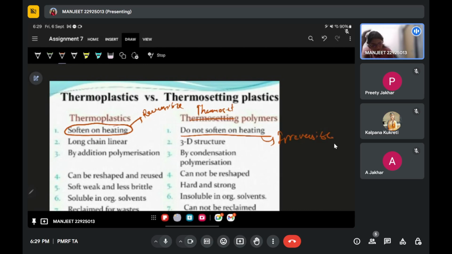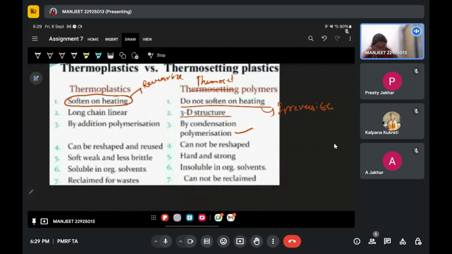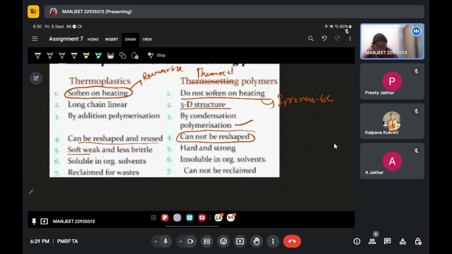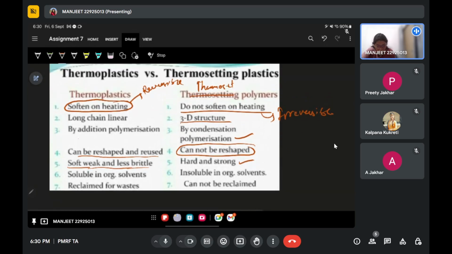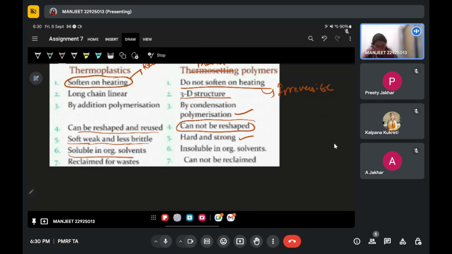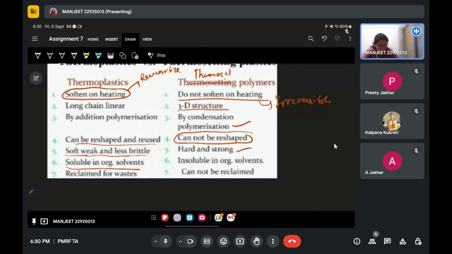Thermoplastic generally has long chains, a linear or branched structure, and the thermoset has a 3D structure. Thermoplastics are made by addition polymerization, and thermosets by condensation polymerization. A thermoplastic can be reshaped and reused because it is reversible, but a thermoset can't be reshaped. Also, thermoplastics are soft, weak and less brittle, but thermosets are hard and strong. Thermoplastics are soluble in organic solvents, but thermosets are insoluble in organic solvents.